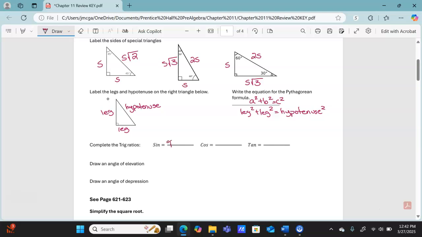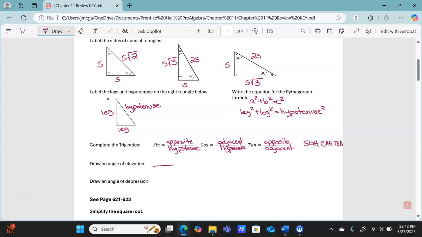Complete the ratios. Sine is opposite over hypotenuse. Cosine is adjacent, and those are legs. Opposite and adjacent are legs. Over hypotenuse. Tangent is opposite over adjacent. And remember, we had Chief SOHCAHTOA. That helped us remember the order of things.